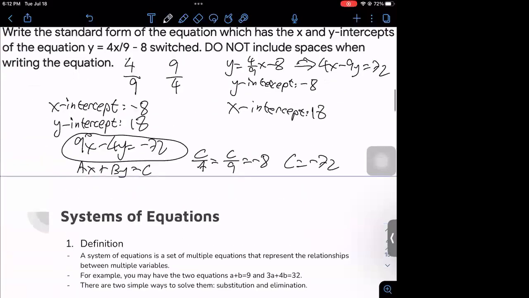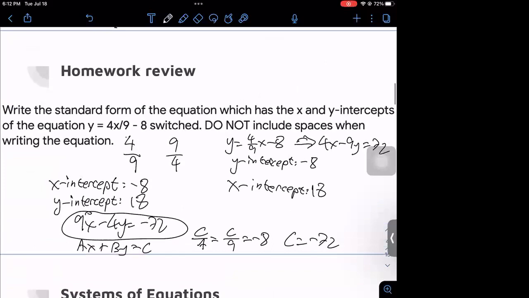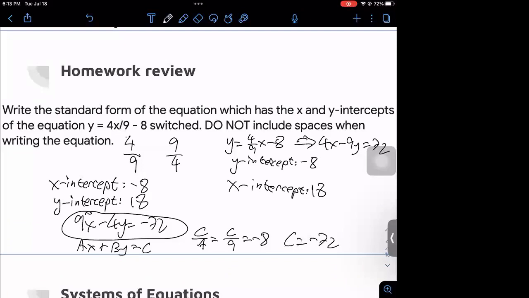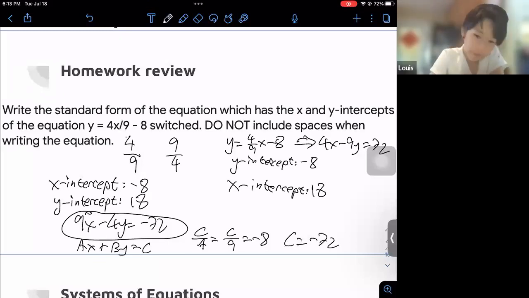Wait. If y is 18 and x is negative 8, 9 times negative 8 is negative 72, right? And 4 times 18 is 72. No, it's negative 4 times 18. Oh, my bad. Because we have a negative sign right here. Okay, so I'll move on to the next content.